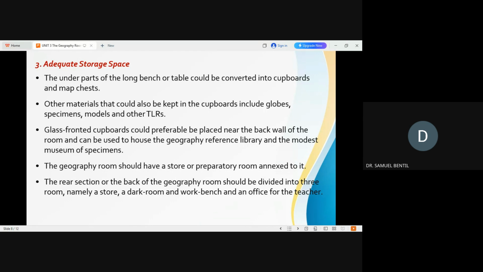So all these things are things that need to be created in the geography room. We should also have things like a sink. The sink must be fitted, and the teacher should also be able to provide a blackout for the windows. So the storeroom can become the dark room where the teacher makes his or her own slides and film strip.